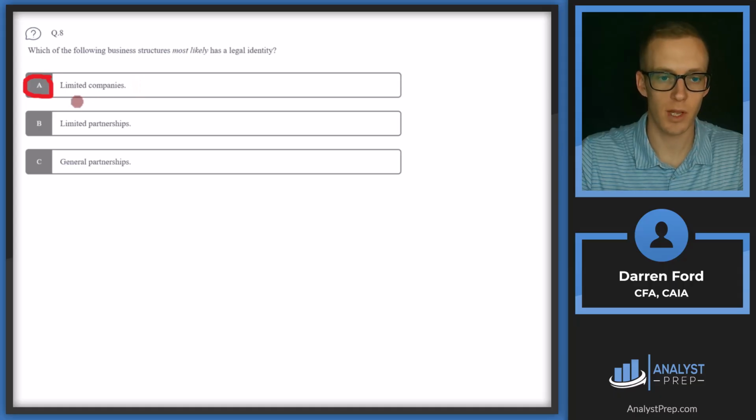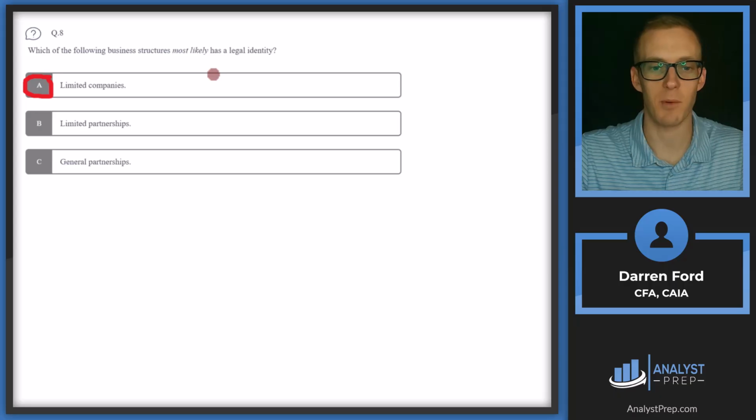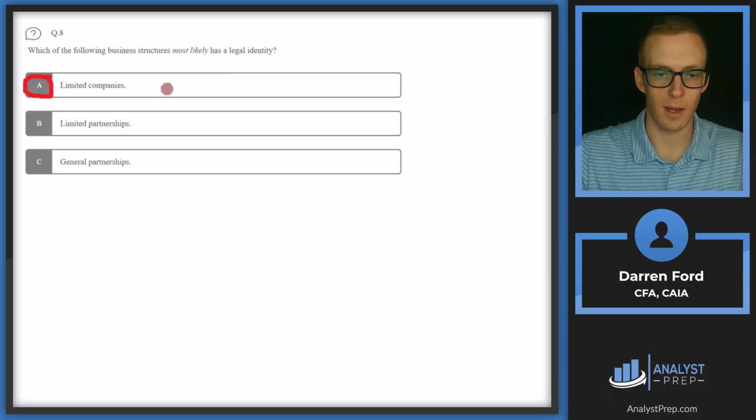But the company owns all the assets. Just because I have ownership of a stock doesn't mean that I'm going to have any control or liability related to those assets. That's the main thing, the liability. If I own Apple stock and Apple gets sued, I'm not going to be personally liable for that. So that's the big thing there. It looks like A will be our answer, limited companies.